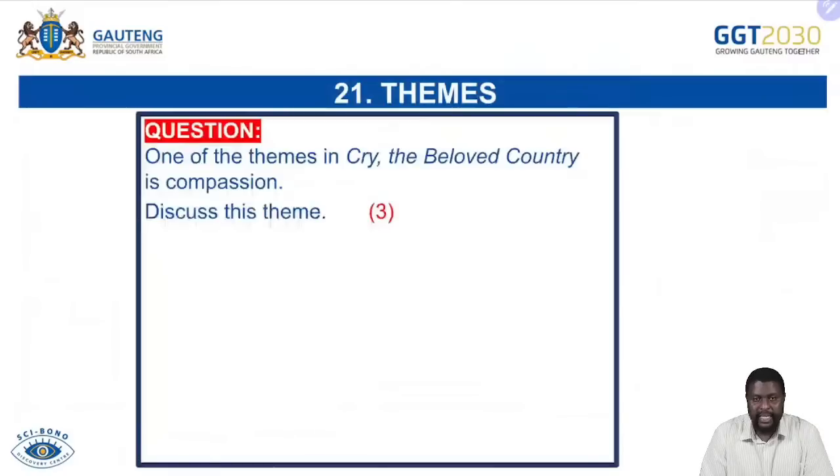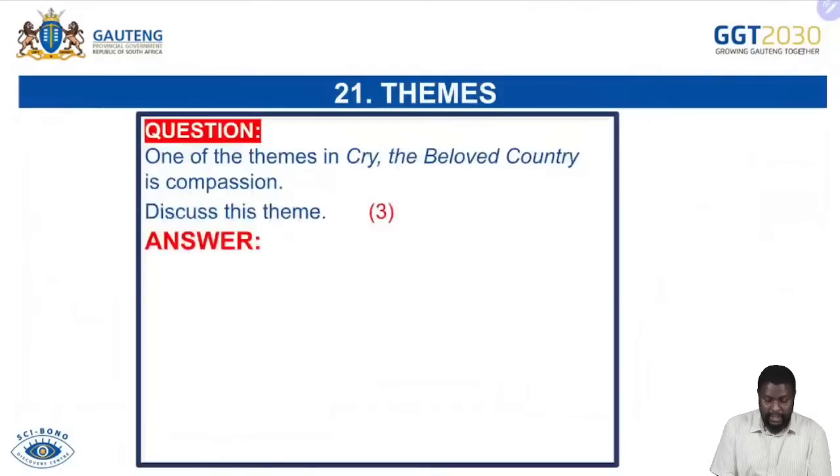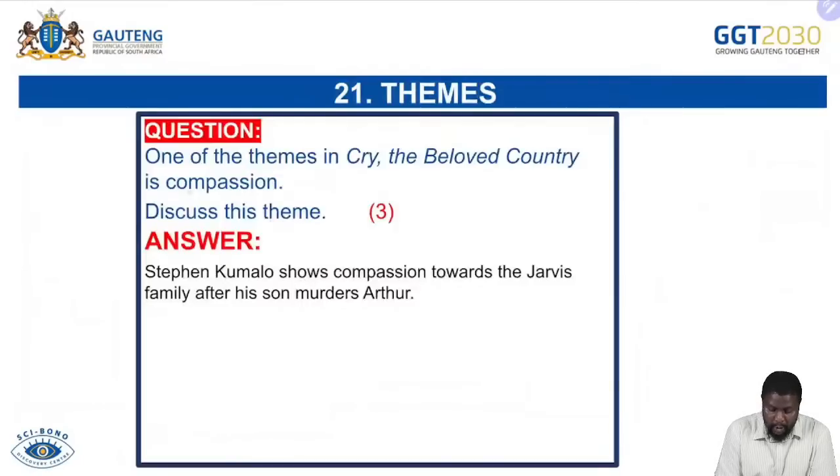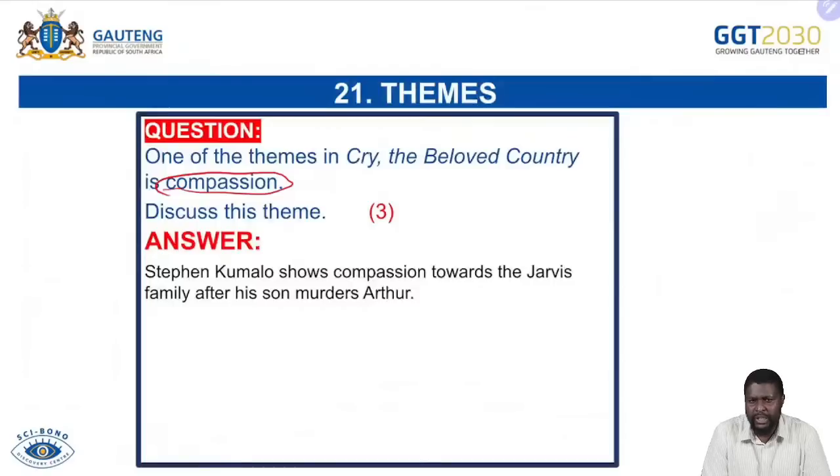Welcome back. Let us look at our possible responses in this question. One of the themes in Cry, the Beloved Country is compassion. Discuss this theme. So our keyword here is compassion. Please, tomorrow when you come across these questions in the examination, go and underline the keyword in the question. Like you can see here, the keyword in this question is compassion. What does it mean to be compassionate? You understand what that means. Then you are able to go and refer.